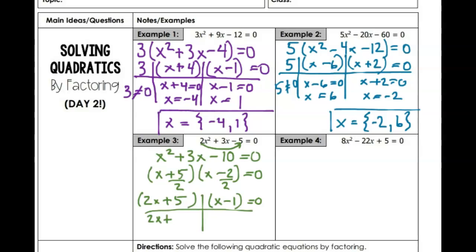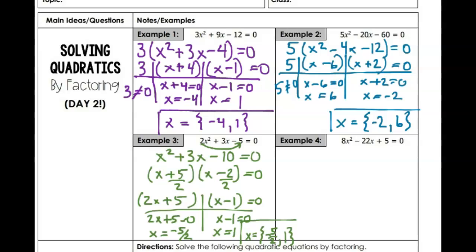And so then we're just going to again set the factors equal to 0, and notice that this one, when you subtract 5 from both sides, you get negative 5, and then you have to divide by 2. And the other term is equal to 1. So notice that here we have actually a fraction for part of the solution, which is x equals negative 5 halves, and also x is equal to positive 1 for that solution.